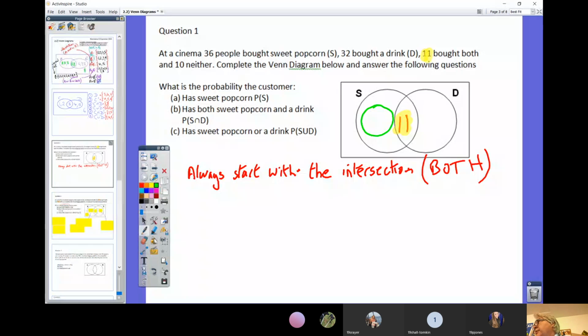Absolutely not. That's completely the wrong answer. Hang on. That question does not say 36 people bought just sweet popcorn. It says they bought sweet popcorn. The whole of the S circle must add up to 36. We've already got the 11 in the middle. So Douglas, what maths am I going to do?